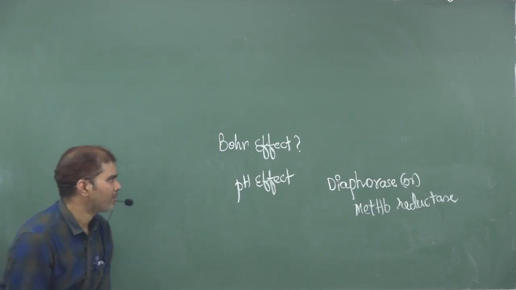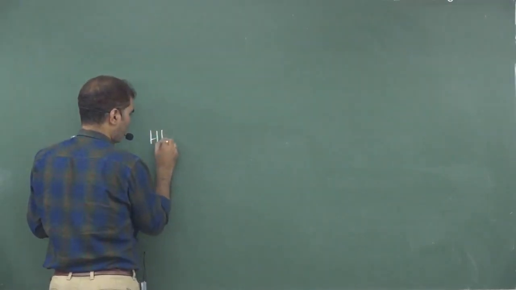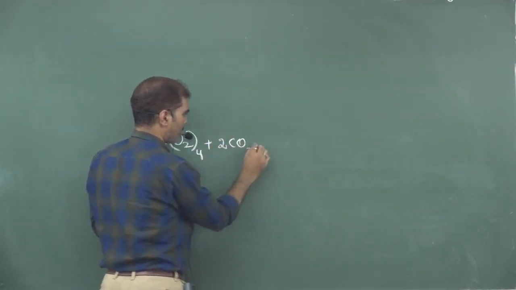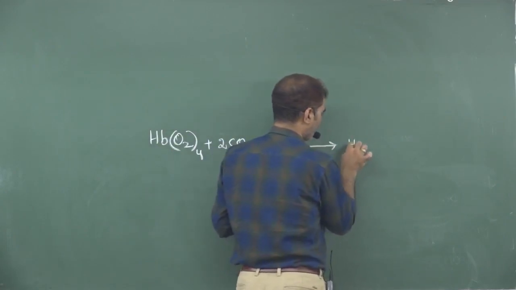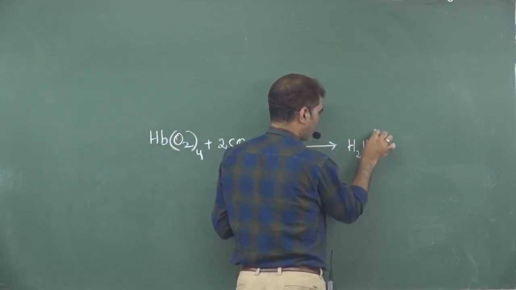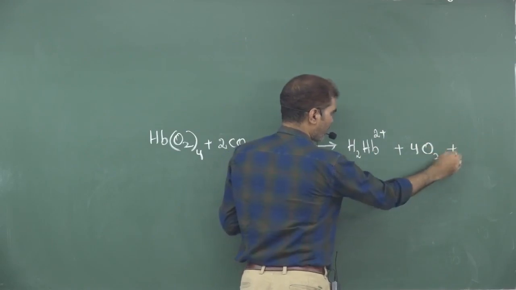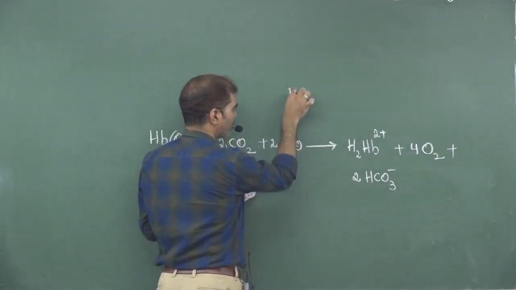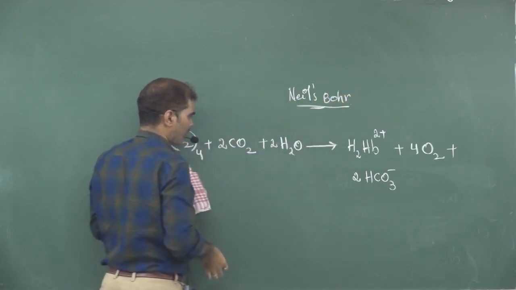At lower pH, hemoglobin loses its oxygen binding capability. This effect was discovered by Christian Bohr, in bracket, father of Niels Bohr.